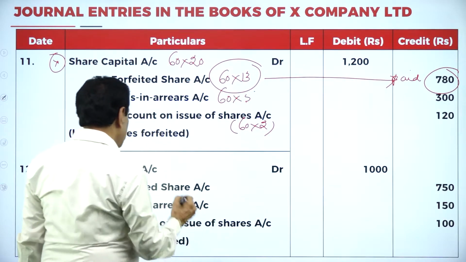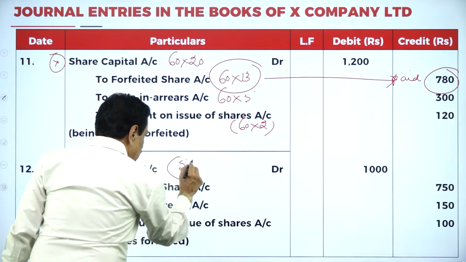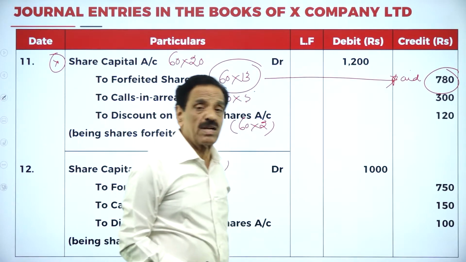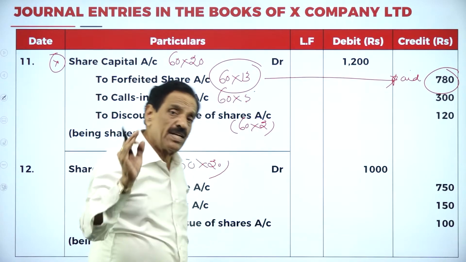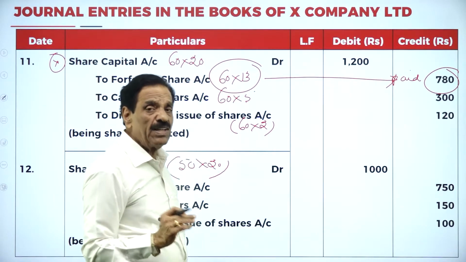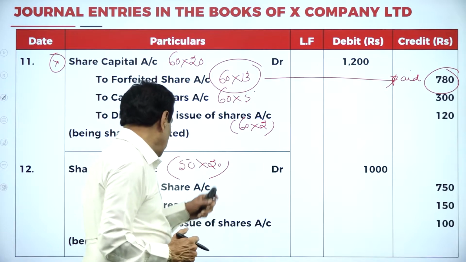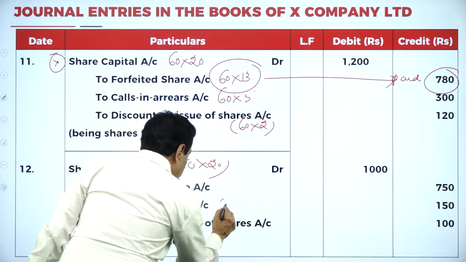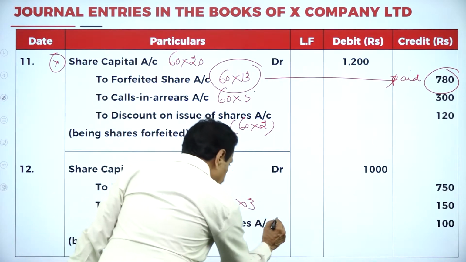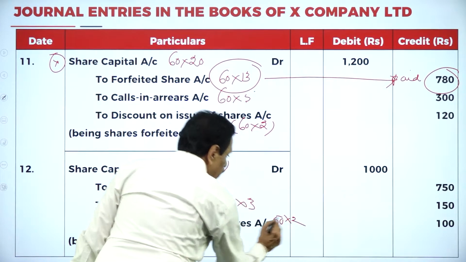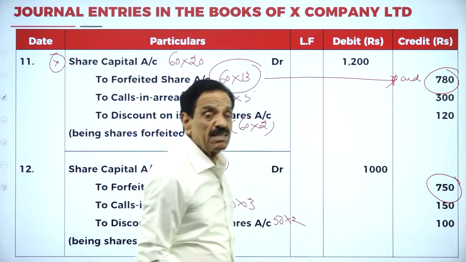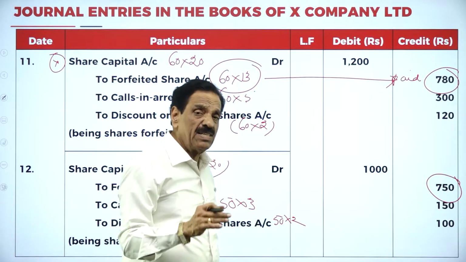Regarding the second man, he has got 50 shares. What is the face value? 20. So 50 into 20, 1,000. What has he paid? Application he has paid, allotment he has paid, first call he has paid, but he fails to pay the final call. So the final call is 50 into 3, 150. Discount 50 into 2. But how much is already paid? 750 has been paid on application and allotment.